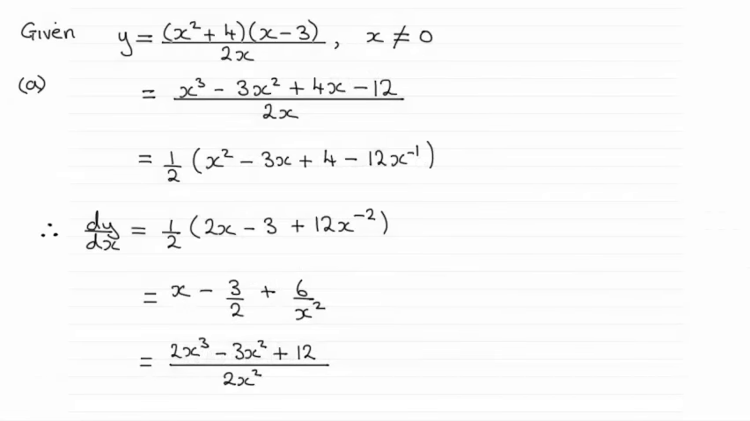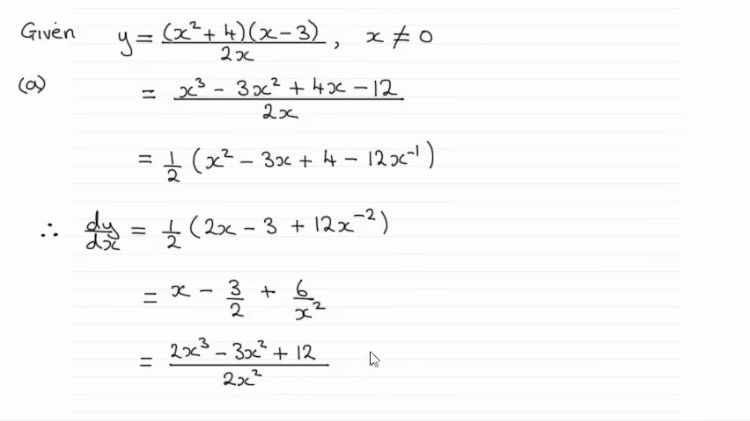Hi there. Now for this question, we were given that y equaled this expression here and asked to find dy by dx. And the answer turns out to be x minus 3 over 2 plus 6 over x squared. Or you could put it all over one lowest common multiple of 2x squared, and that would turn out to be 2x cubed minus 3x squared plus 12 all over 2x squared.